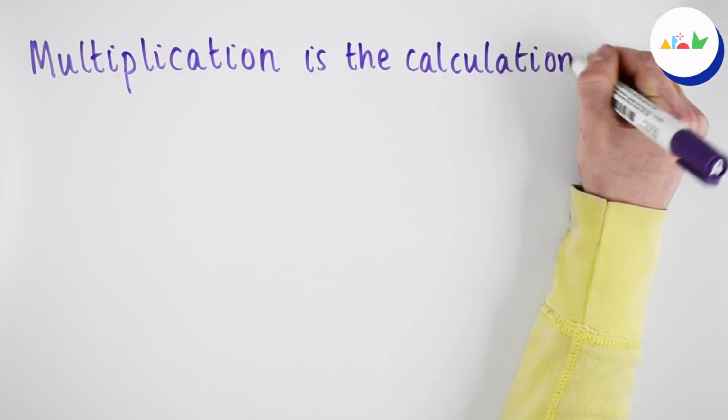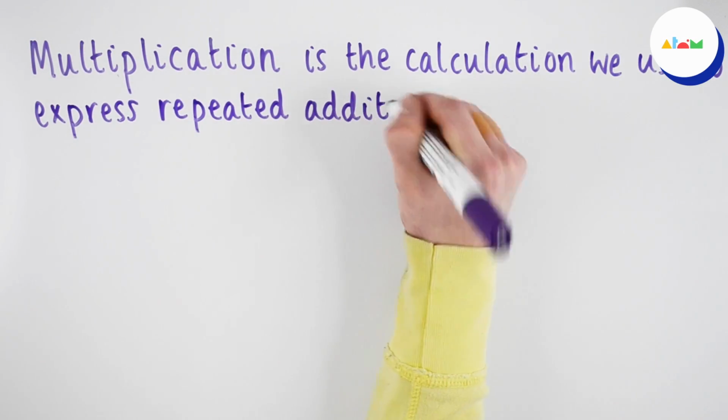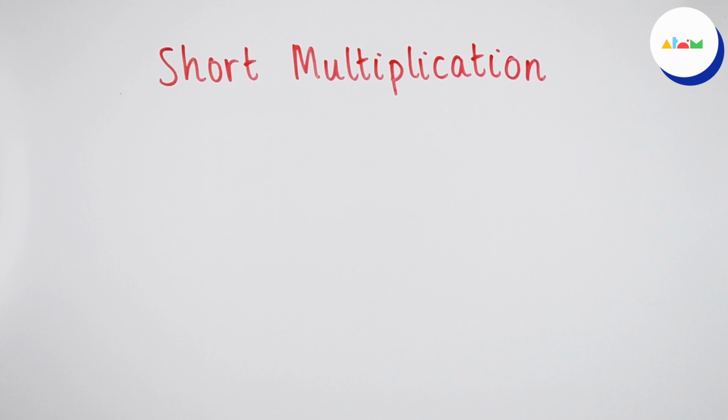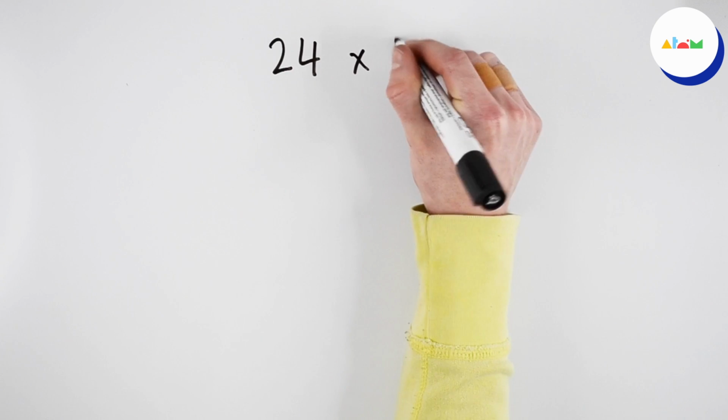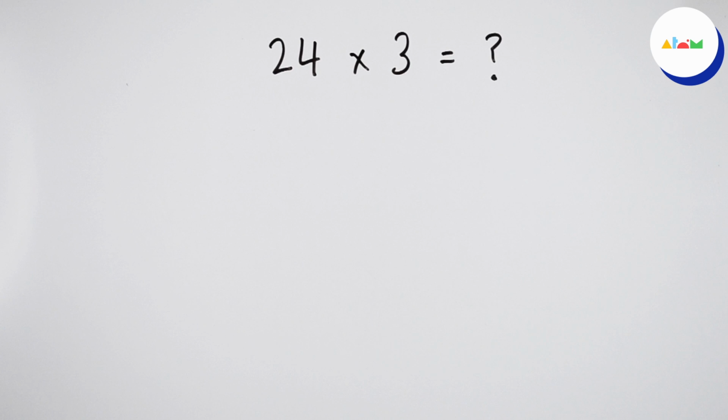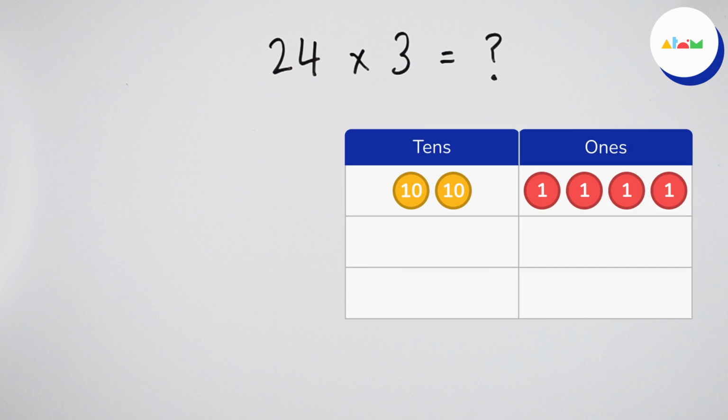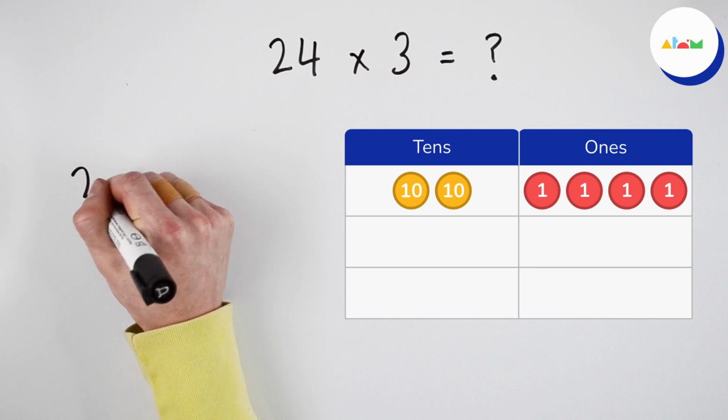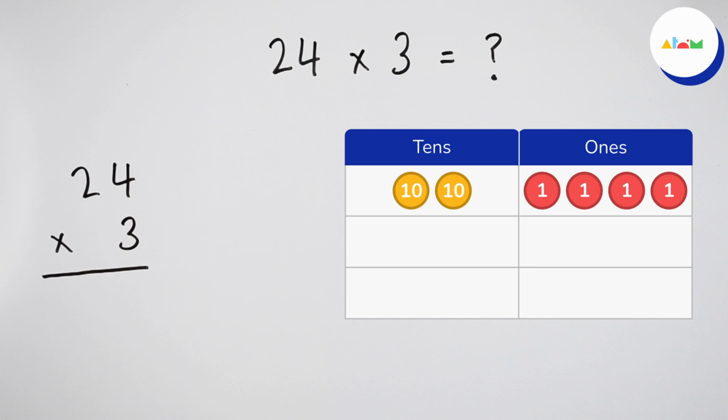Multiplication is the calculation we use to express repeated additions of equal groups. In this video, we will be learning the method called short multiplication. What is 24 times 3? Let's represent 24 in a place value chart. We align the ones with the ones and the tens with the tens.